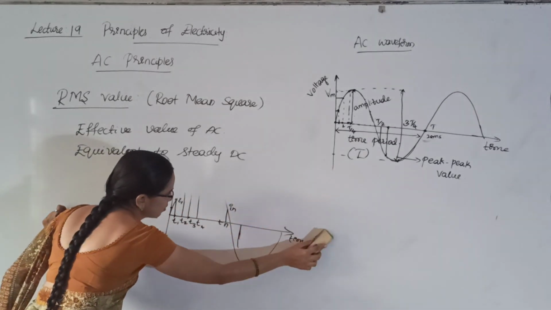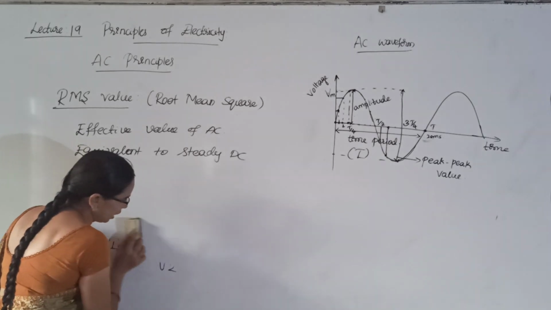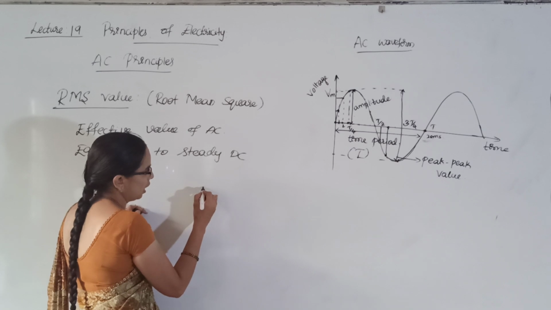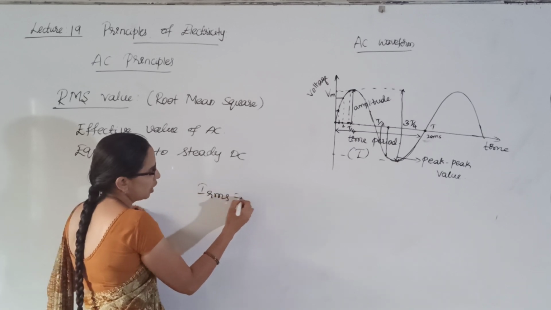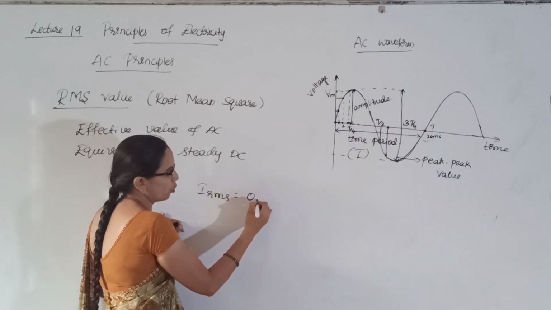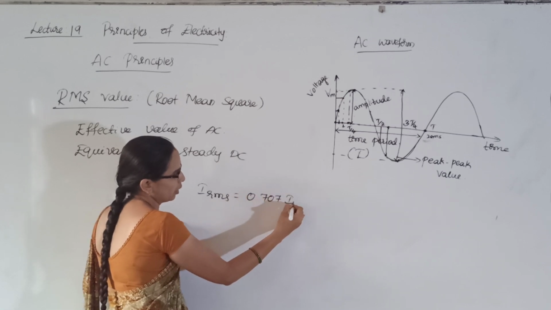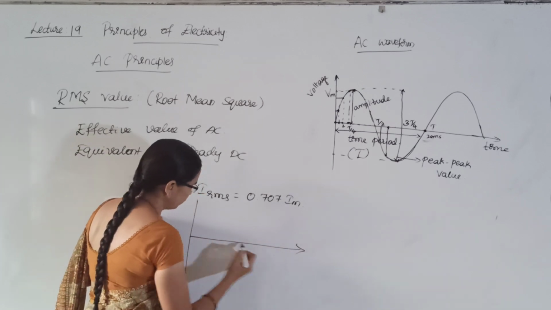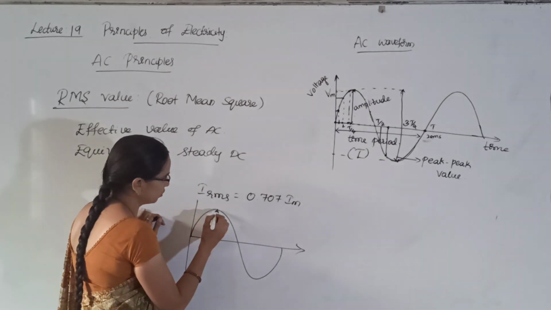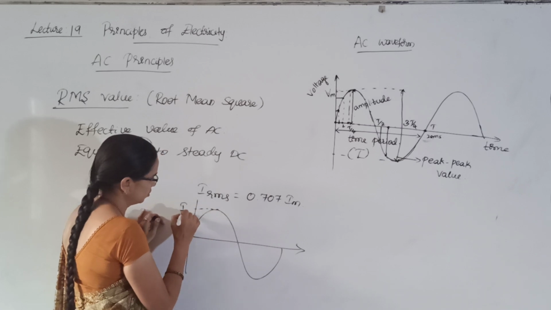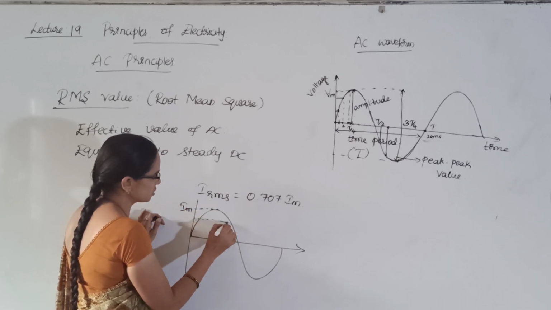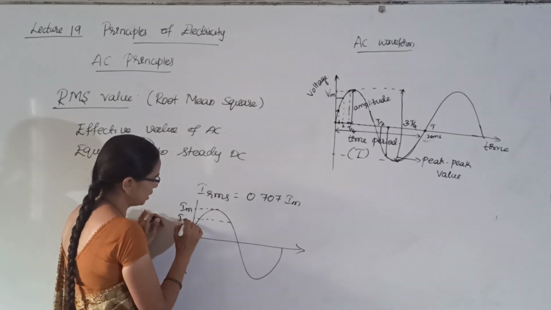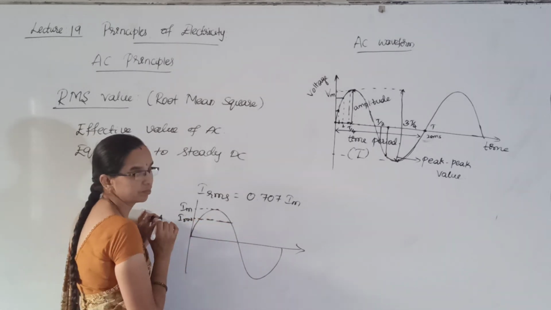This is our RMS value, and the RMS value is Im by root 2. IRMS is equal to Im by root 2. If you calculate that, it is 0.707 into Im. That means if you take an AC signal which is having an Im value somewhere around here, 0.707 Im will be somewhere around here, IRMS will be somewhere around here.